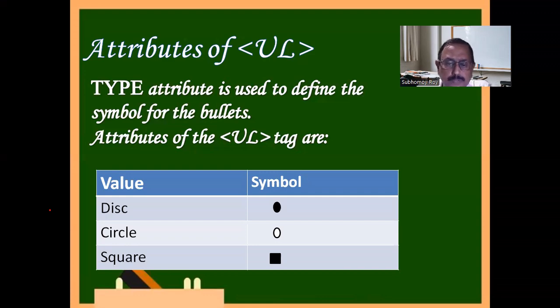So the first one, filled circle, is actually known as disk. The second one is known as circle. The third one is known as square. They are called values. We have to write exactly that value to get that particular symbol. Now let us run it. Let us do it in practical.